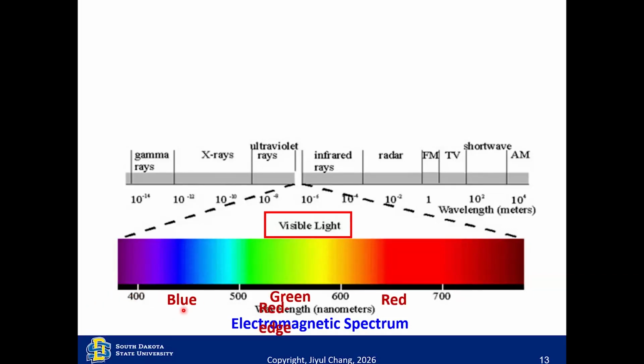Between 400 and 500 nanometers, we call this the blue color range. Between 500 and 600, the green range. Between 600 and 700 nanometers, the red range. Human eyes can see only blue, green, and red, so we call these the basic light colors. But red edge and near infrared are very important wavelengths for agriculture. Red edge and near infrared, we'll talk about this later.